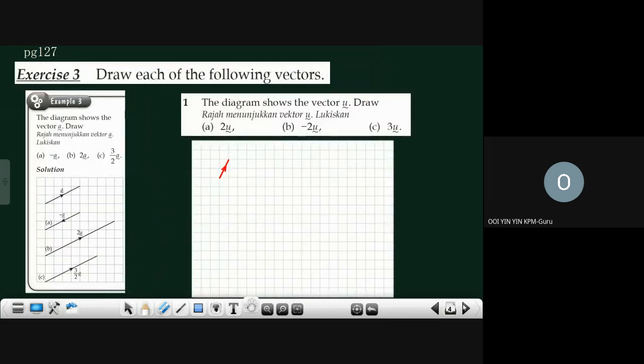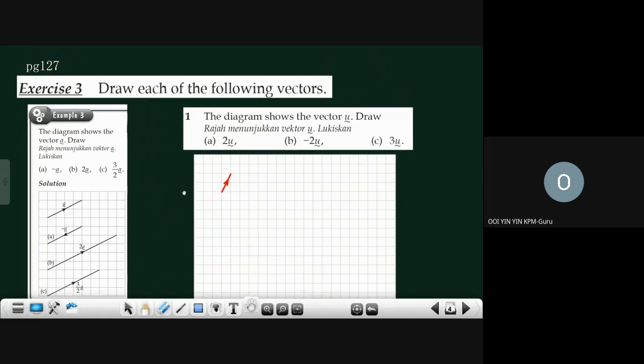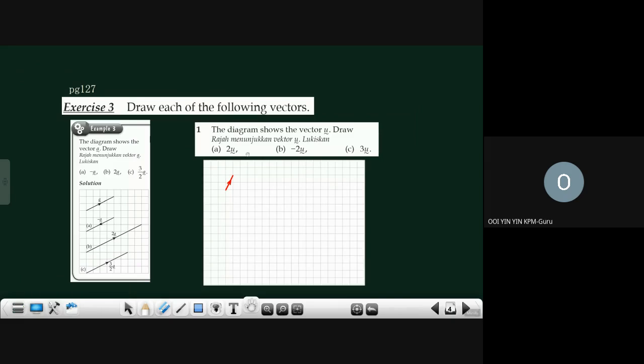Next, this one is to draw. Draw each of the following vectors. I want to tell you a little bit about this, because in your worksheet, as you can see, you don't have this grid, the squares. There are no boxes in your worksheet, right?